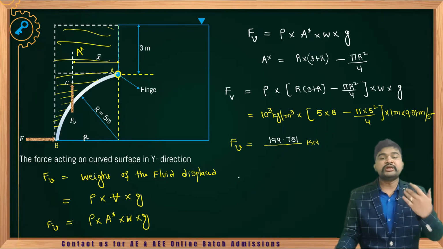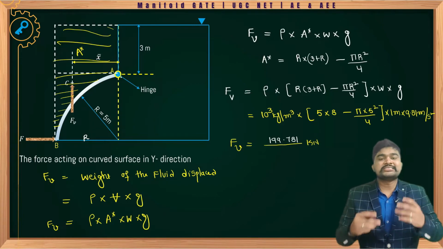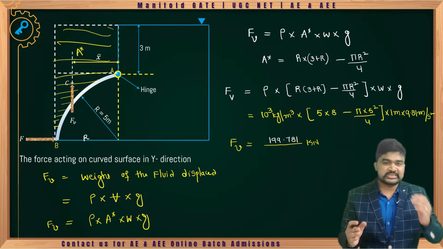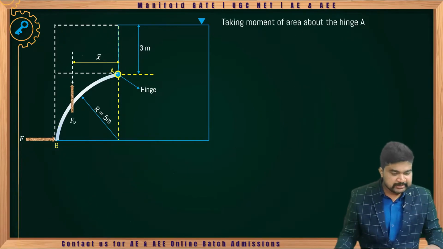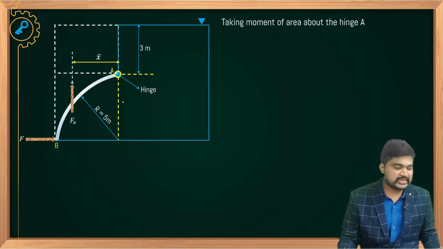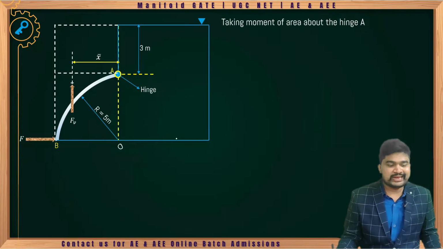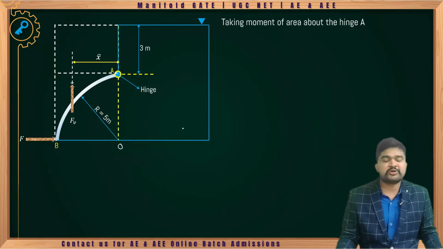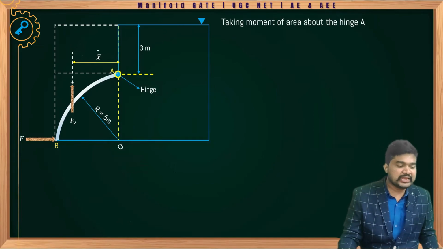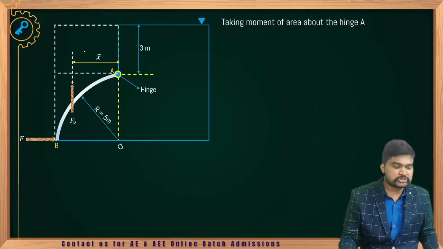Okay, so now we need to calculate the x bar. X bar. Okay, so what is the location of the vertical force acting on the curved surface? See here, taking moment of area about hinge point A. So here it is O. Okay, so how to calculate? Same procedure we need to follow. First consider total area. Total area means total rectangle. Okay, so it consists of two portions.